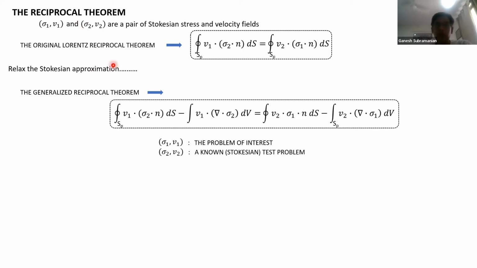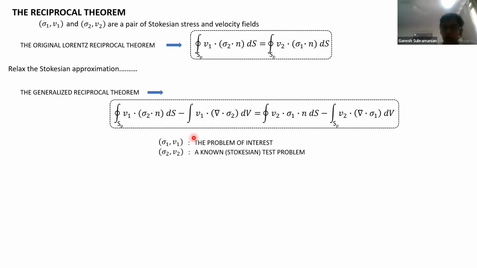Okay? Now you can therefore allow for a non-zero divergence of the stress field. So if it's inertia, we know that the divergence of the stress field equals the acceleration. Okay? And this becomes the generalized reciprocal theorem. And the way in which you use the reciprocal theorem is that sigma 1, V1 is usually the problem of interest, the problem that you want to solve, the answer for which is not known. And you try to leverage your knowledge of a known test problem, sigma 2, V2, which is a simpler problem, and therefore the answer to it is known.